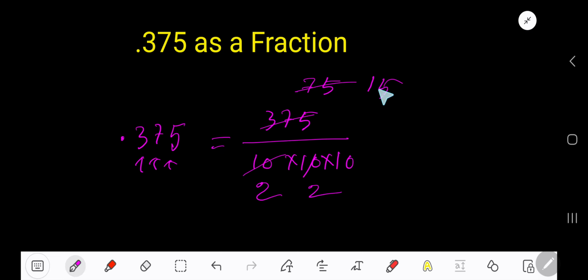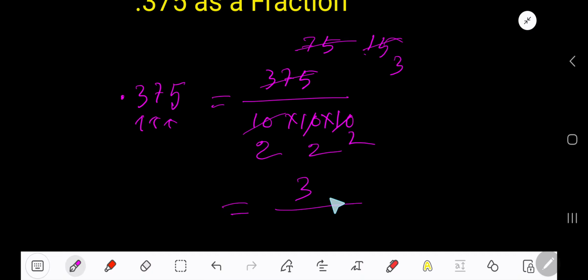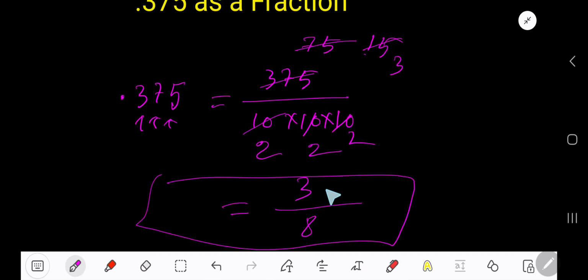Again, this is divisible by 5 and this is divisible by 5, I'll get 3 here, I'll get 2 here. Now write 2 times 2 is 4, 4 times 2 is 8. 3 by 8. There is no common factor between 3 and 8 other than 1.